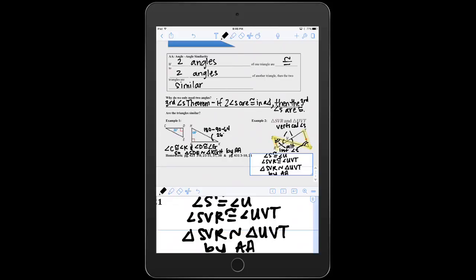And that's really about it. So we're just looking at our triangles and seeing if we have reasons to justify why two of the three angles within the two triangles are congruent to one another. And if so, then the triangles are similar using AA.